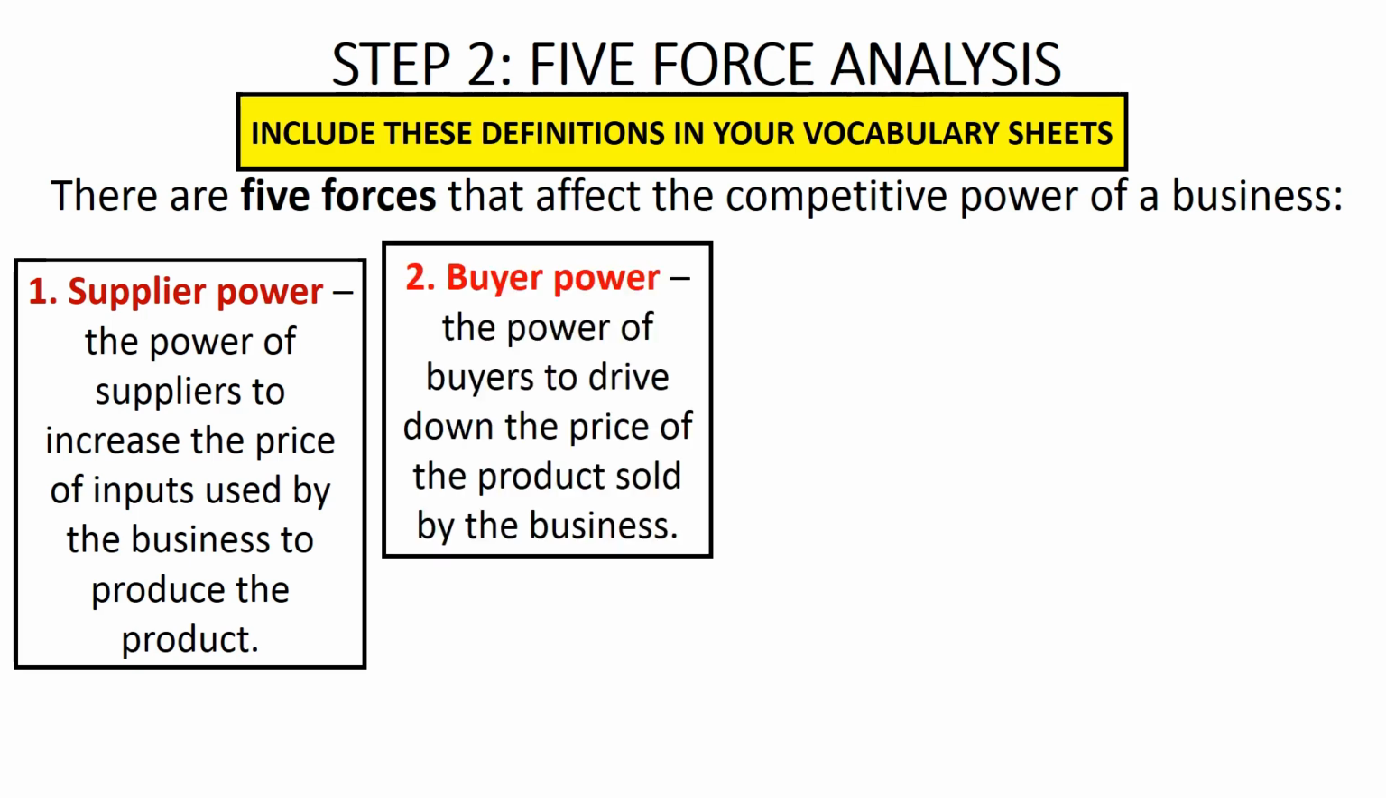The second force is buyer power. Buyer power is the power of buyers to drive down the price of the product sold by the business. So again, let's assume that you're operating in a business and you only have one customer. There's only one buyer for your product. If that buyer was to leave you and was to buy its product from one of your competitors, then you can see that you'd be out of business. You no longer have someone that you can sell your product to. So in that case, we say that the buyer power is very high, and the corresponding position is that the competitive power of your business is very low.